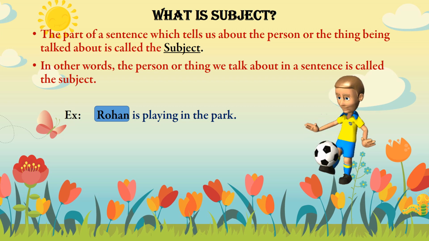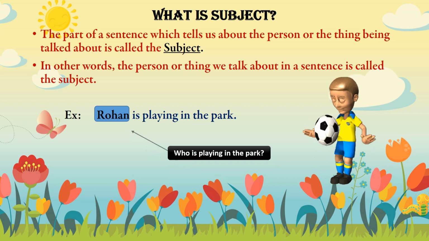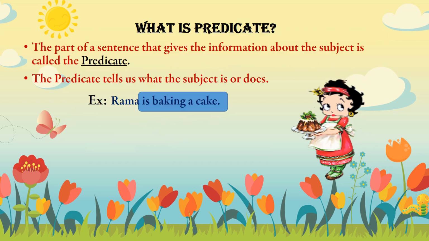Rohan is playing in the park. Children, here we can ask question, who is playing in the park? Rohan. Rohan is playing in the park. So in this sentence, Rohan is the subject. About whom are we talking in this sentence? We are talking about Rohan. So it is clear that Rohan is the subject.